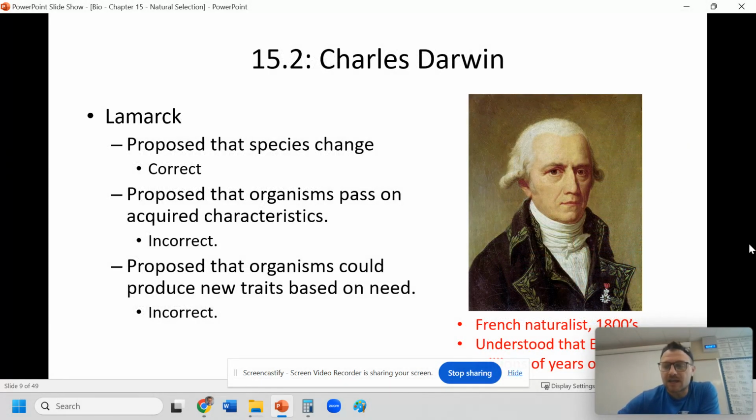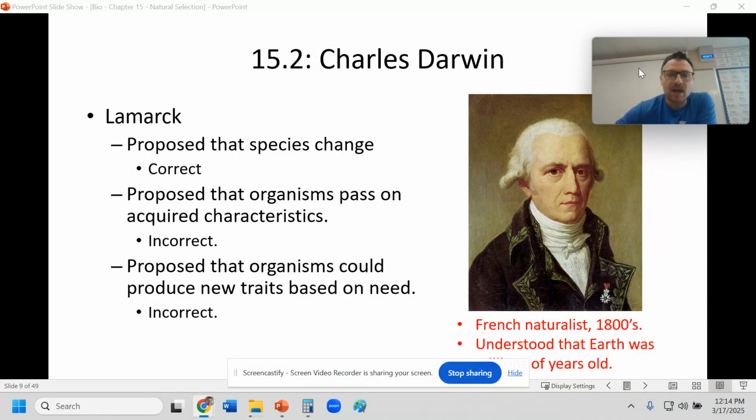Now, another scientist that we should know about is Lamarck. He came around and proposed that species could change. He was right that species can change, but he wasn't right in the ways that they could change. He proposed that organisms could pass on acquired characteristics. These are characteristics that you acquire over a lifetime. Let's say I get a scar on my face, or I lose a limb, or I work out a lot and get really strong. He thought that you could pass those traits on to your offspring. And obviously, that's not true because those things just don't happen. So he was right that species could change, but he didn't understand how species could pass on those changes.